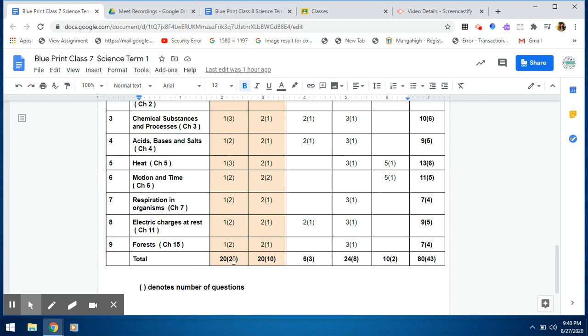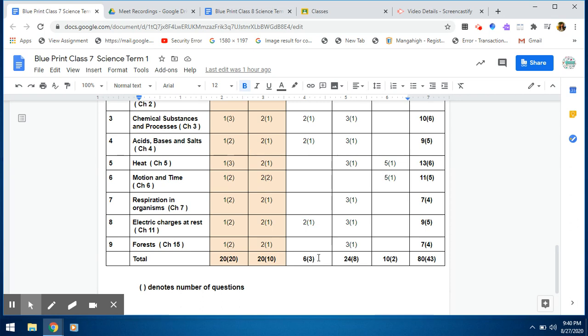There will be 20 questions of 1 mark in the objective type paper. There will be 10 questions of 2 marks in the objective type paper. So the maximum number of marks for objective type paper becomes 40. And there will be 30 questions in all in the objective type paper.